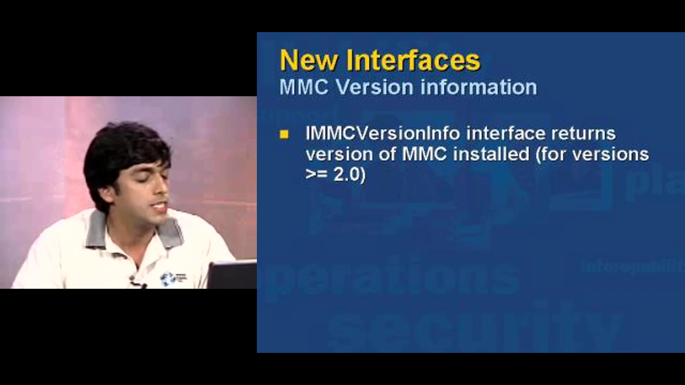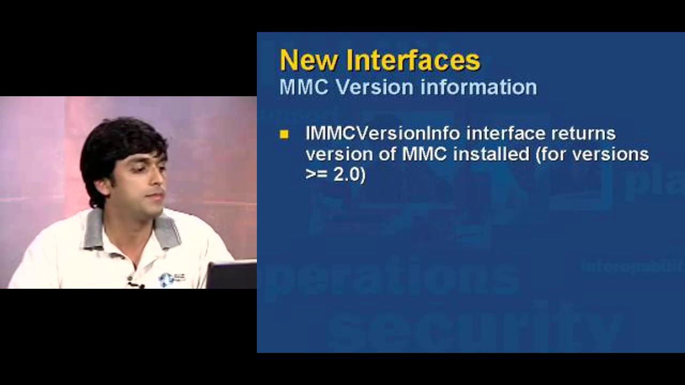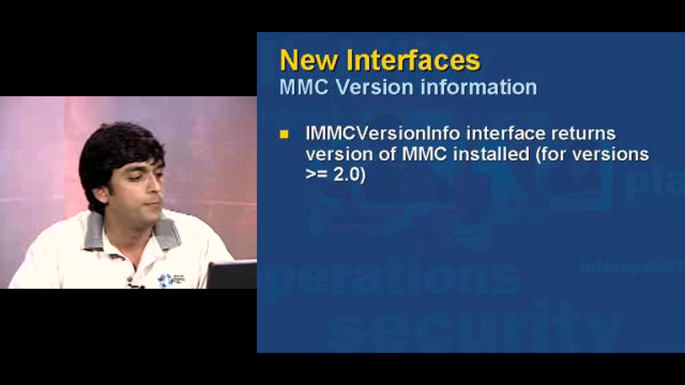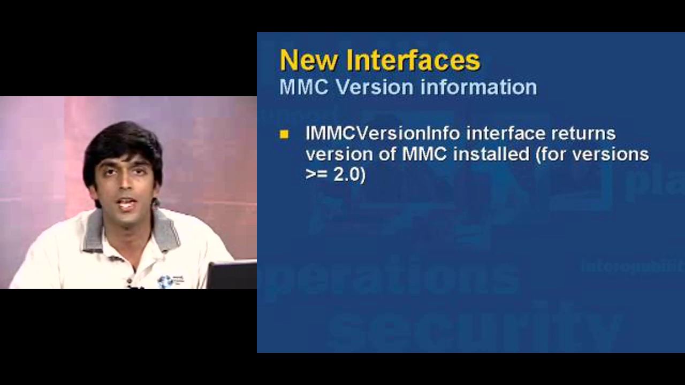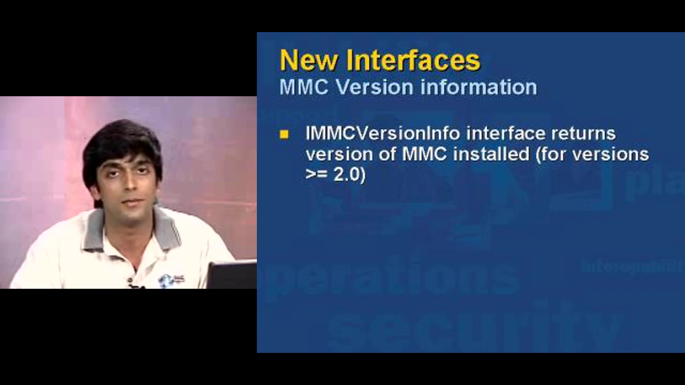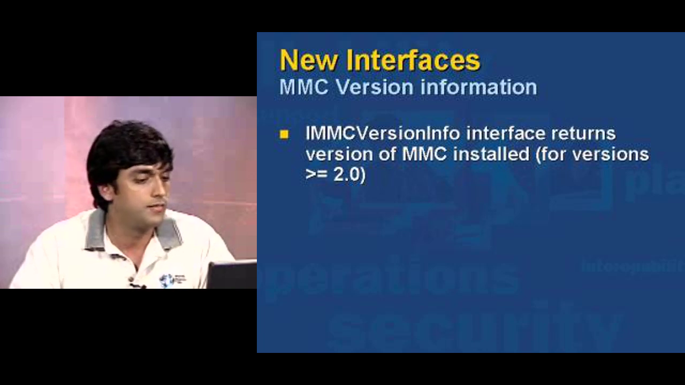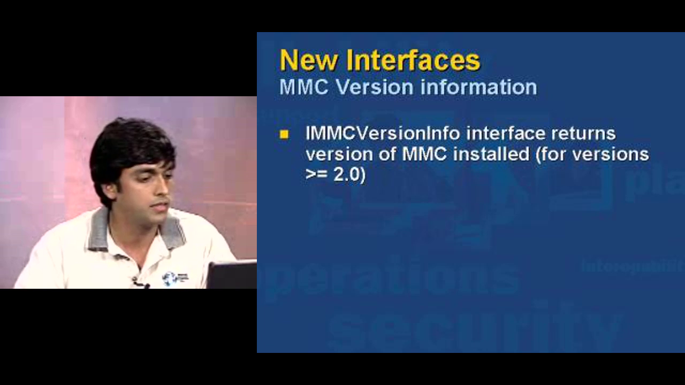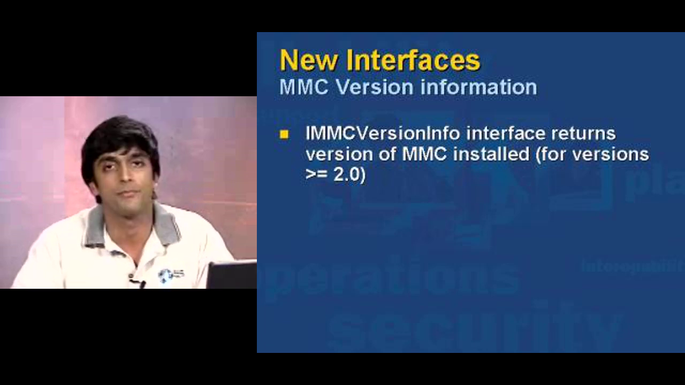Coming back to the new interfaces in MMC, there's also a new interface which can return the version of MMC that's currently installed on the system. This is a useful and guaranteed way of being able to determine what version of MMC is running on the system, and the interface is IMMCVersionInfo. And for versions greater than the current version, it will return the version number of MMC.